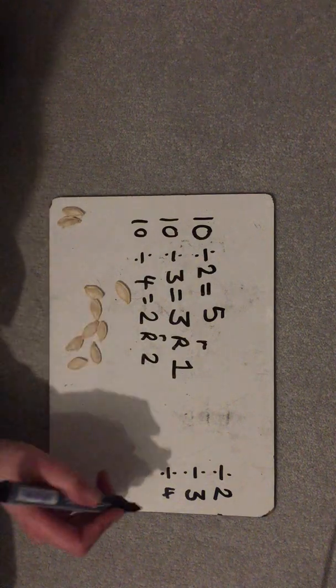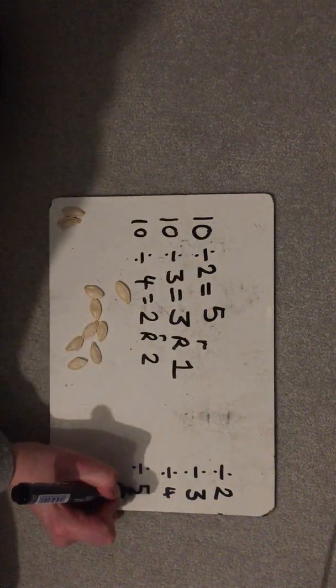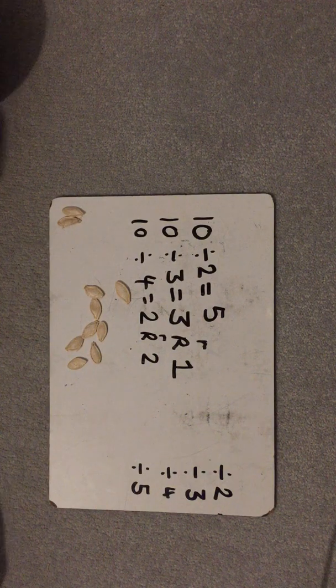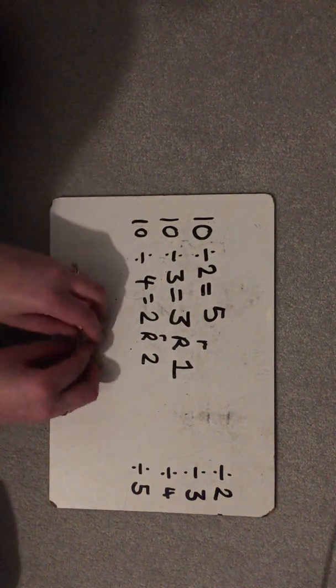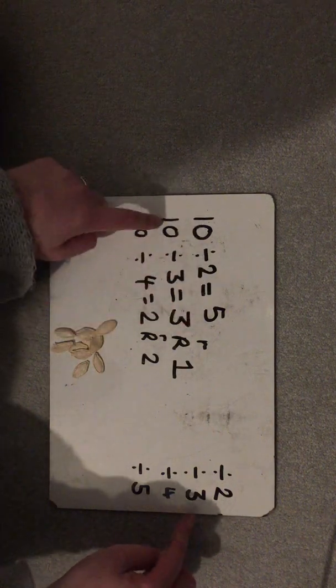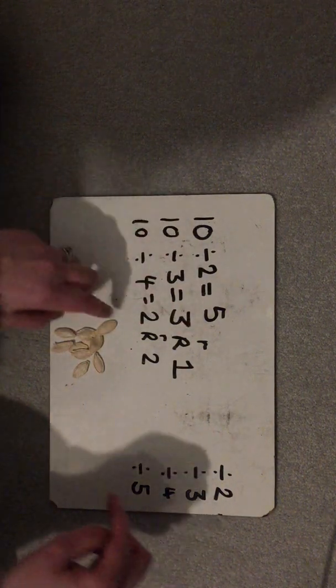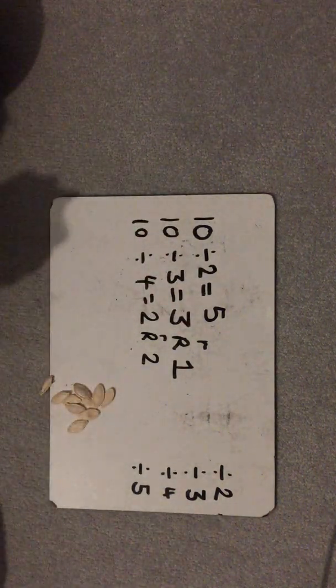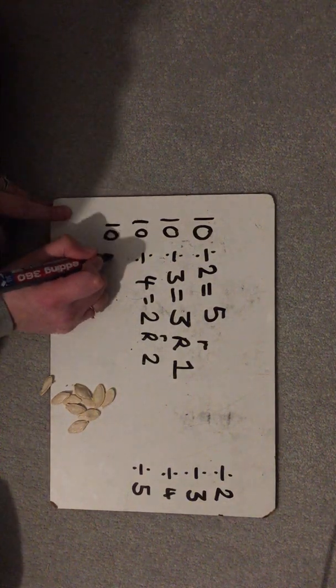Once you've done divided by 4, you're going to do divided by 5. That's your last number sentence. So any number of objects you choose, you divide it by 2, write your number sentence and answer, you divide it by 3, then by 4, then by 5. Some will have remainders, some won't. That's your challenge to find out.